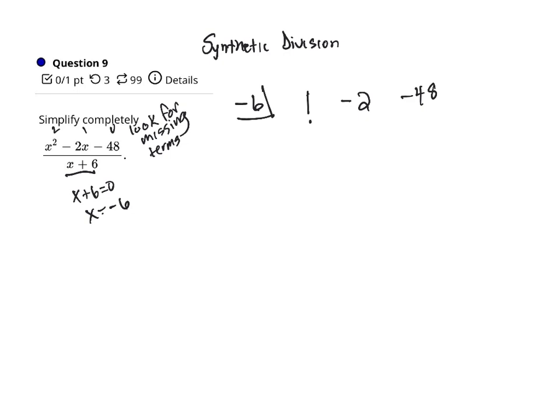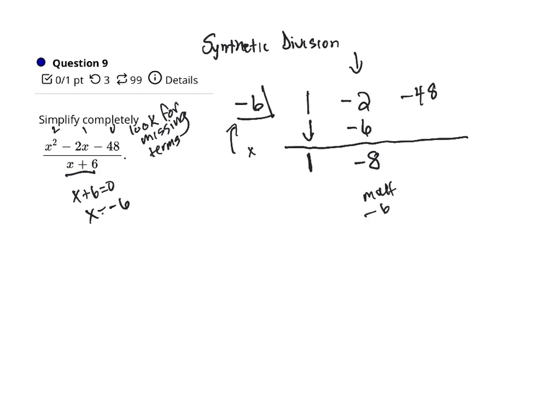Now, draw an arrow and bring this down and draw your line there, because you're going to be putting numbers underneath. This arrow down means bring the 1 down. So we're going to multiply this 1 times the -6, and that will give us -6. We put right here. Then we're going to combine this column. -2 minus 6 is -8. Signs are alike, you add. And then we're going to multiply times the -6.